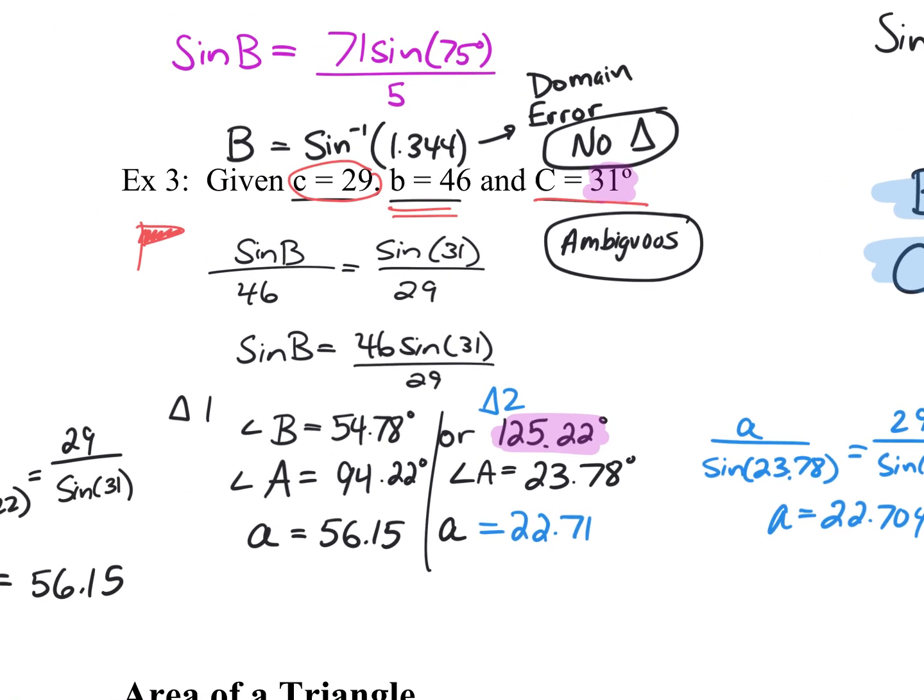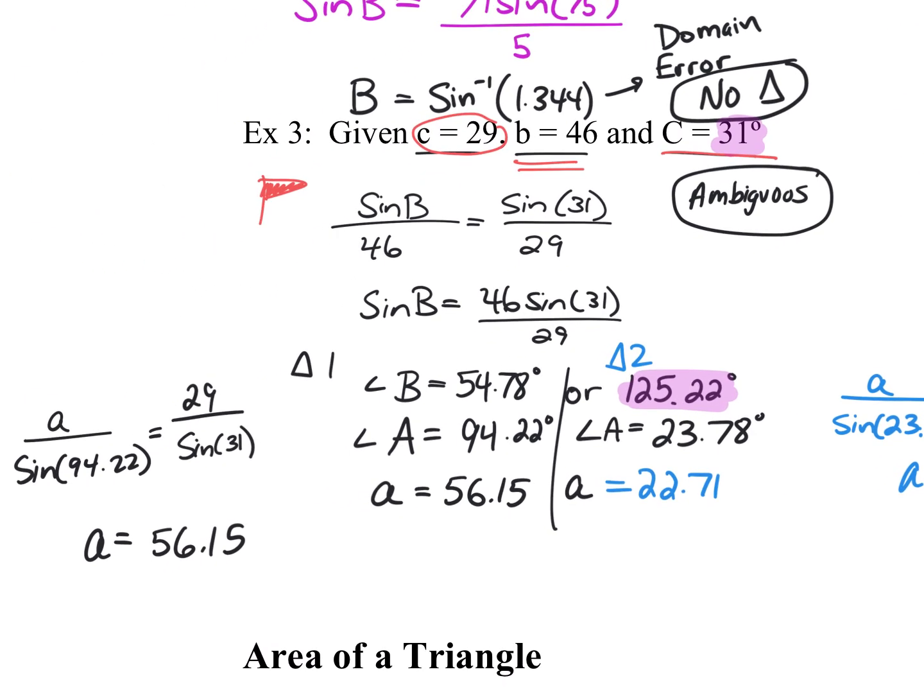So side A is 22.71. So when we have the ambiguous case, this is the most work we'll have to do. We have to solve two separate triangles. We're going to get two answers for angle B, two answers for angle A, and two answers for side A. I think this is a reasonable place to stop. Part 1, we're going to move on to area in our next video.